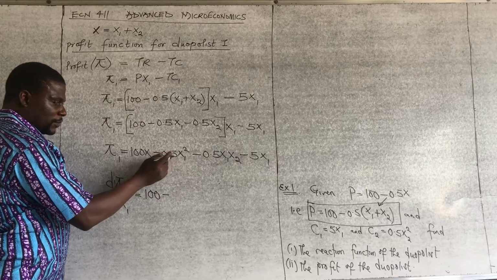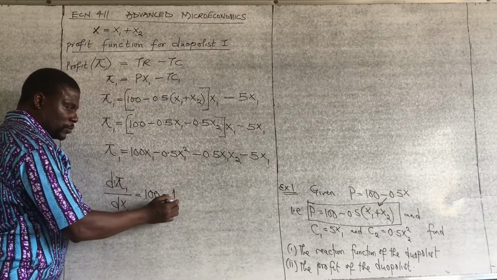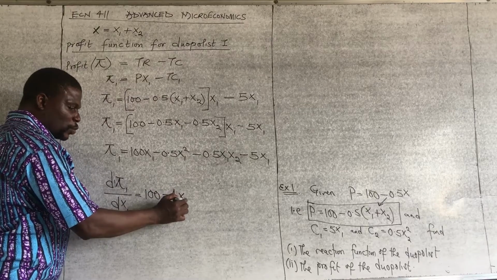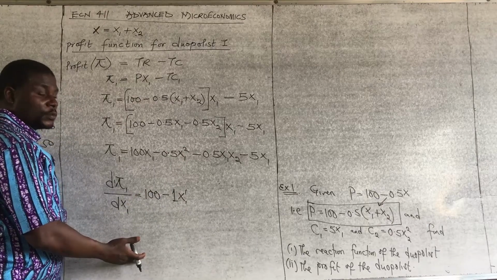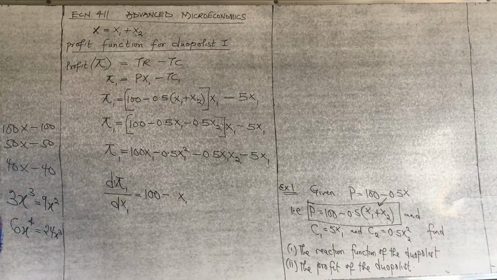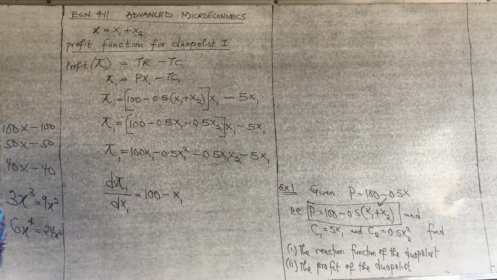0.5 times what? 2. 0.5 times 2 will give you 1. Then you will minus 1 for this 1. So you will have x1 raised to the power 1, because 2 minus 1 is 1. Are we supposed to put the 1 there? We are not supposed to put the 1 here. So what I will just add here is x1.